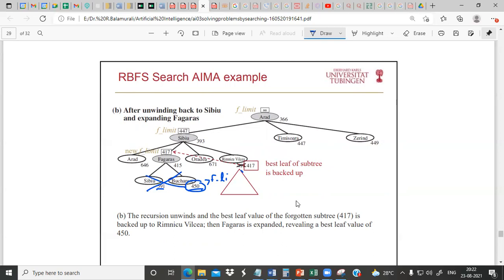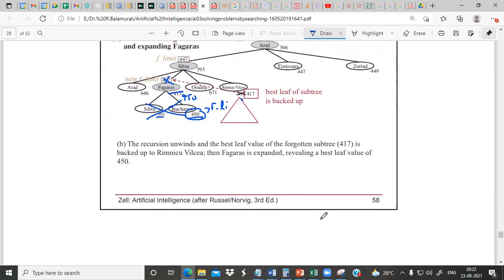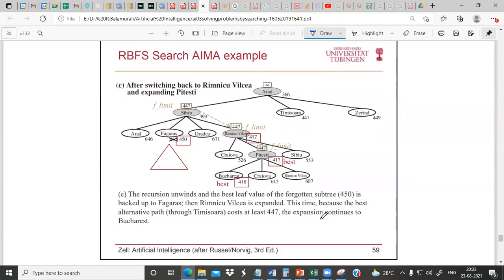Now this 415, so Fagaras is promising that it can take to the goal state at the cost of 415, but it is not possible, because here you are reaching Bucharest at the cost of 450. So this 415 now will be changed to 450. And what is the next best path available? Via Rimnicu Vilcea. So once again, this will be explored. So the algorithm goes from Rimnicu Vilcea to Fagaras, and again it comes back. So again Rimnicu Vilcea will be explored, right? Now this is 450. Okay.